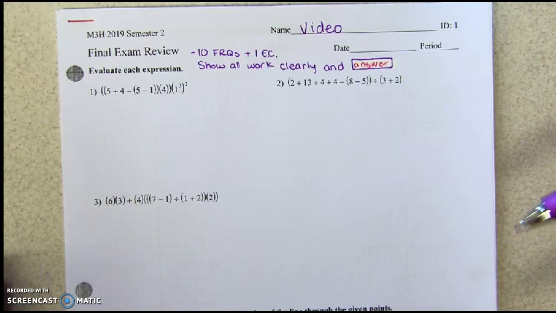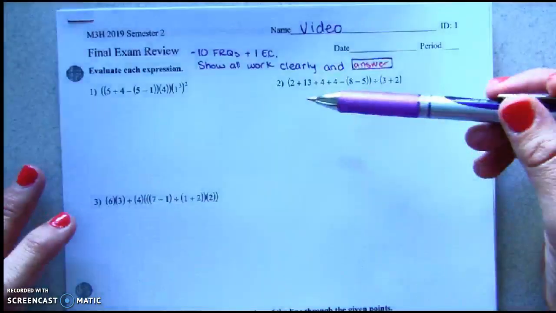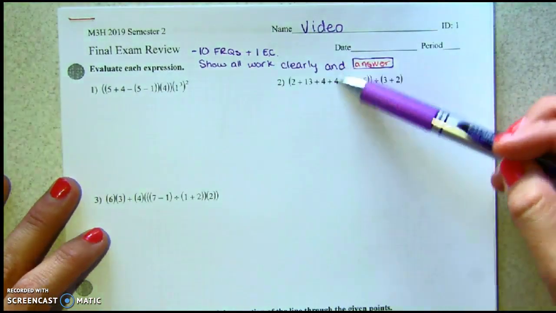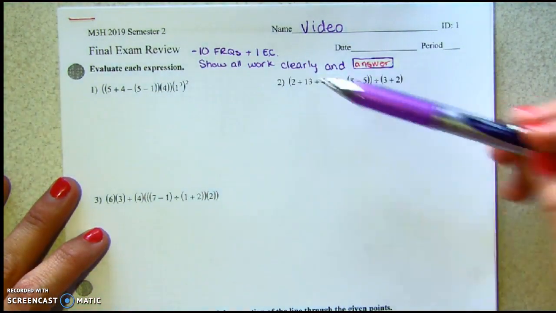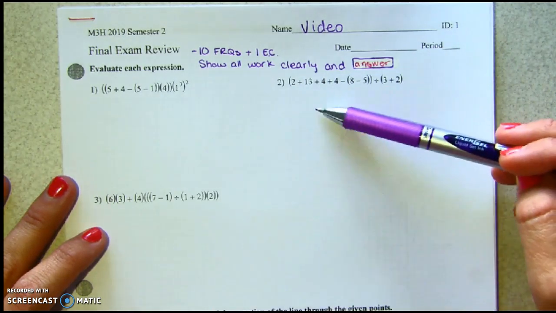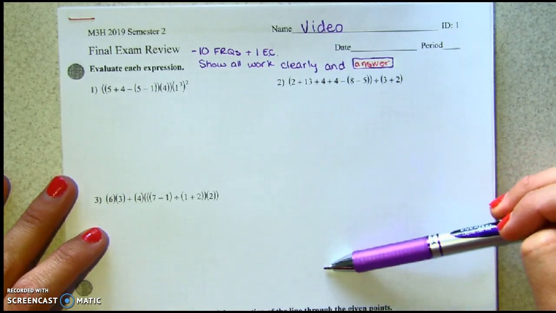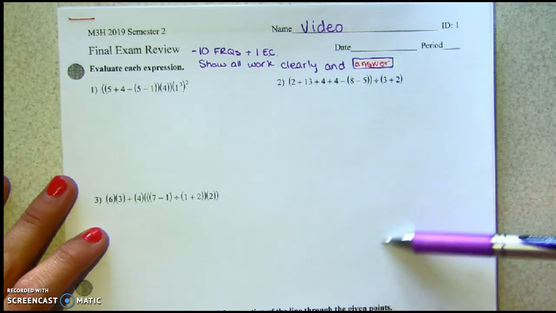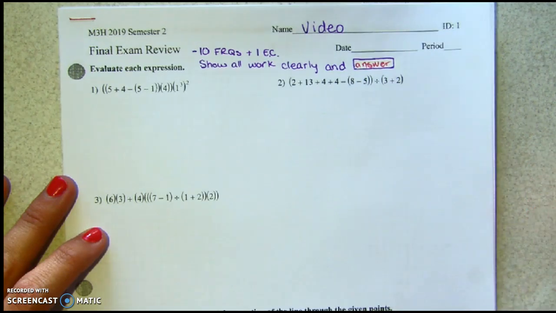Your final is going to be a little bit different than all the other tests. It's going to be 10 questions. They're all going to be free response, and then there's one extra credit. So they will look just like these. You're going to have blank space to show all your work, and then you have to circle your answer on the page within this space.